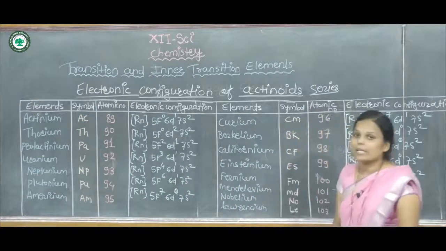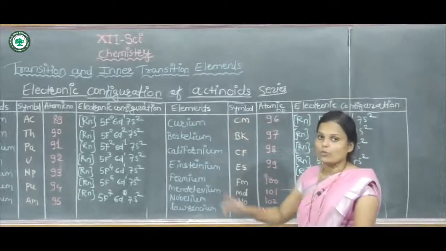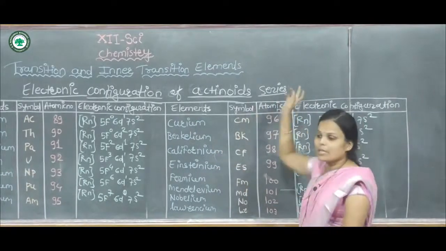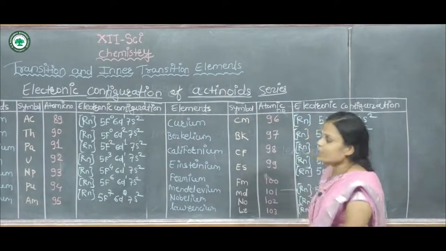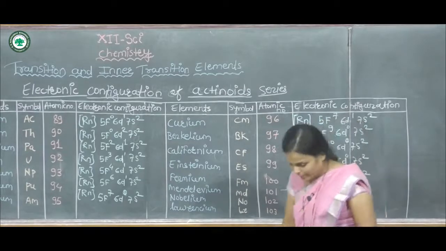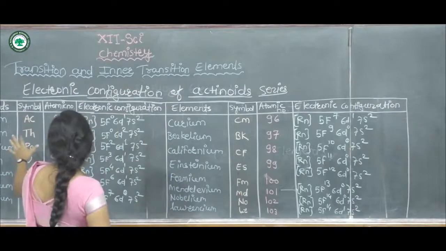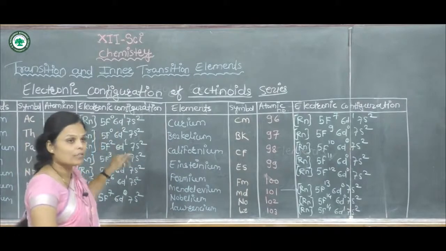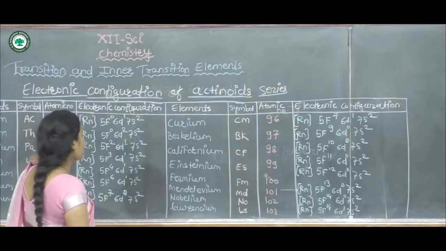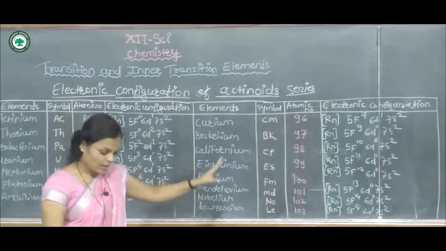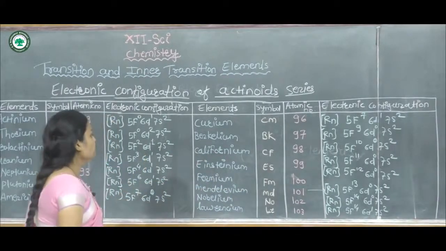Now here are the electronic configurations of the actinoid series, the 5f series, in which 14 elements are present. The electronic configurations start with actinium and go up to lawrencium. I will discuss them one by one.